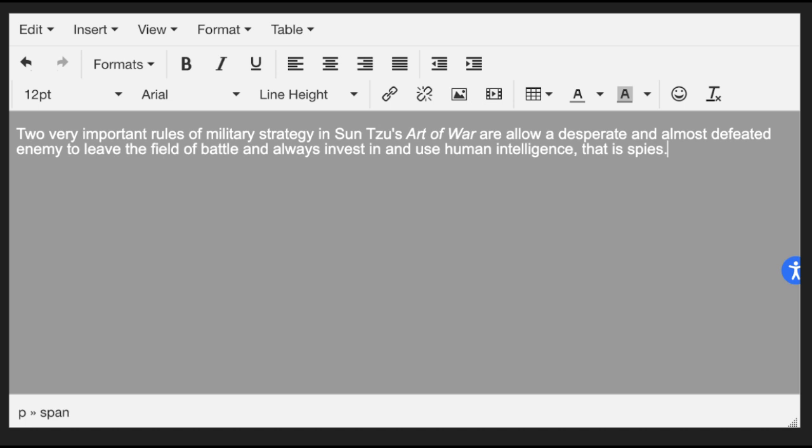Now here is an example of a more complete and specific thesis statement that states our 2 rules, but also introduces the author and the source. 2 very important rules of military strategy in Sun Tzu's Art of War are: allow a desperate and almost defeated enemy to leave the field of battle, and always invest in and use human intelligence, that is, spies.